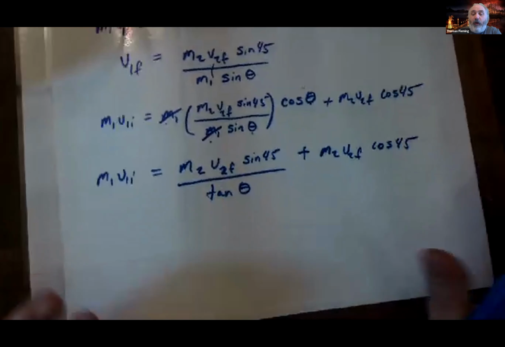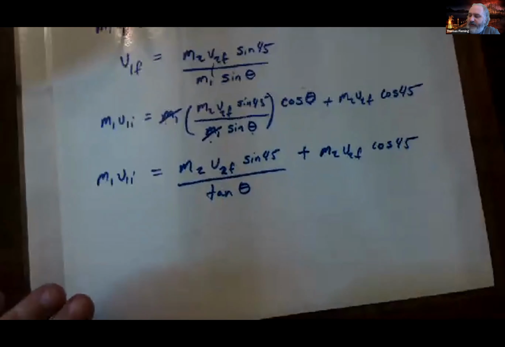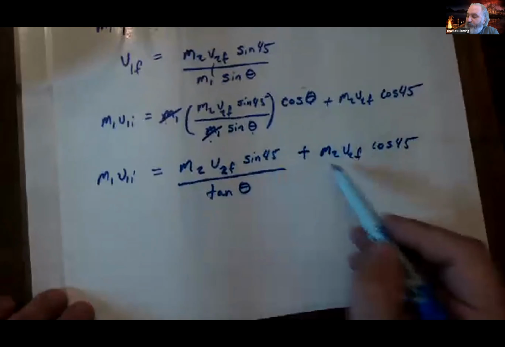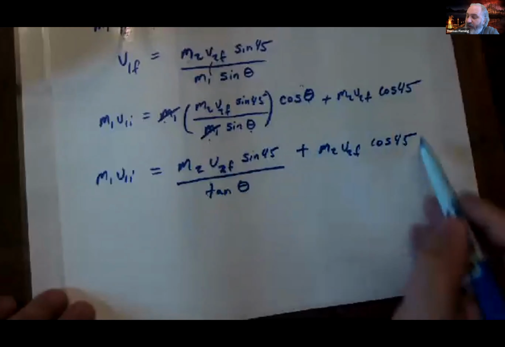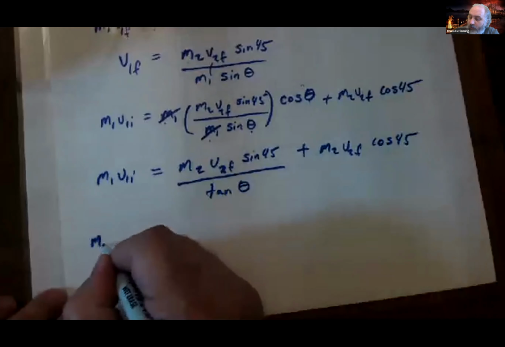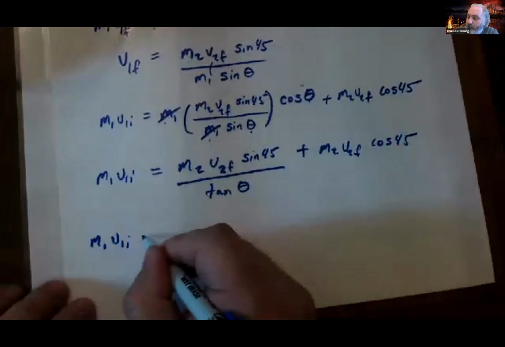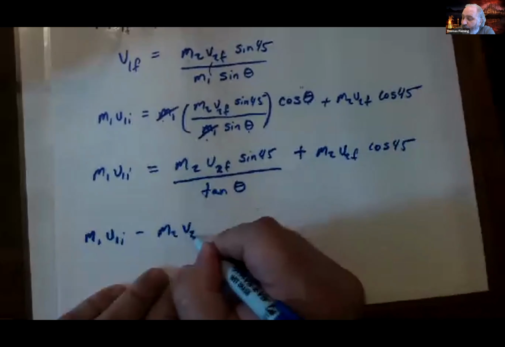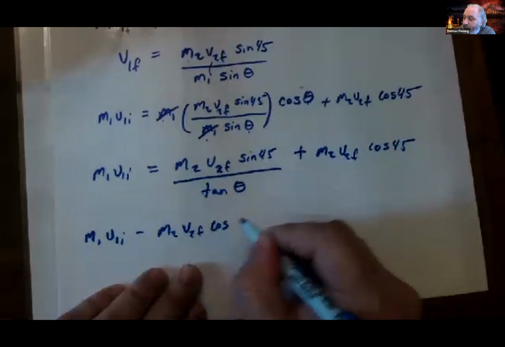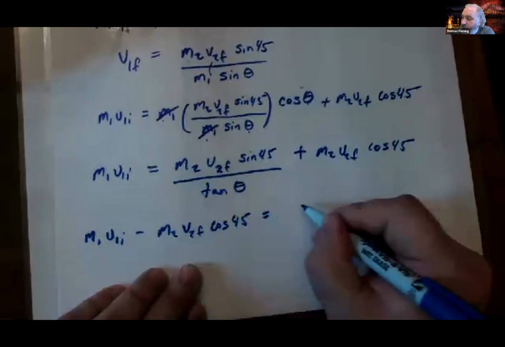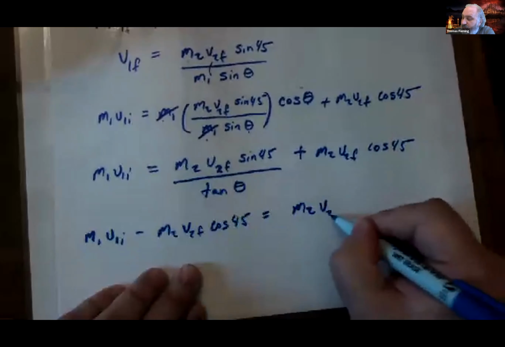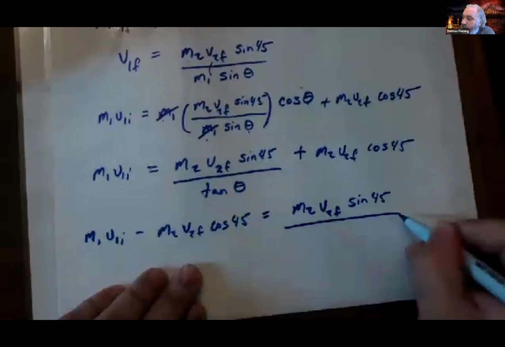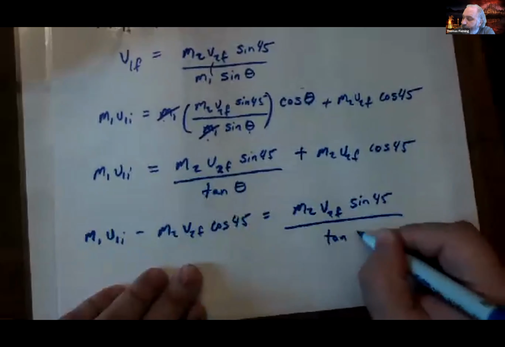So what I'll do is get all the number junk on one side of the equal sign, and get the tangent by itself. So I'll leave this alone for a second. I've got to get rid of this first. Let's subtract this from both sides. So I have M1 V1 initial minus M2 V2 final cosine 45 equals M2 V2 final times the sine of 45 divided by the tangent of theta.